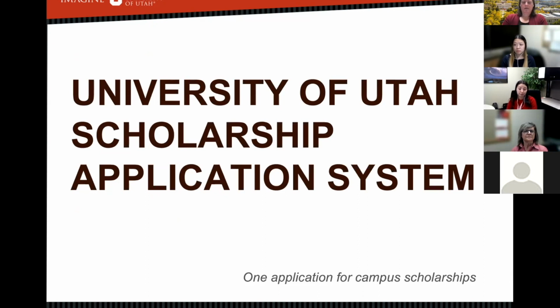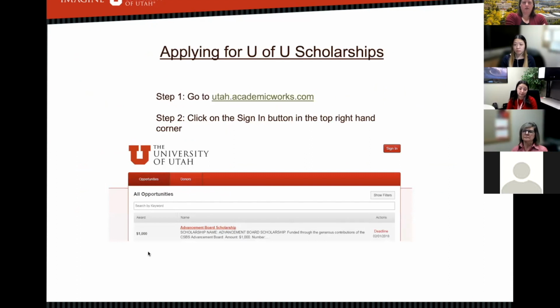So just to get into more about our scholarship application system. This is our one application. So you'll go to utah.academicworks.com, sign in at the top, you'll sign in with your UID and your CIS credentials. And once you log in, you'll complete a general application.